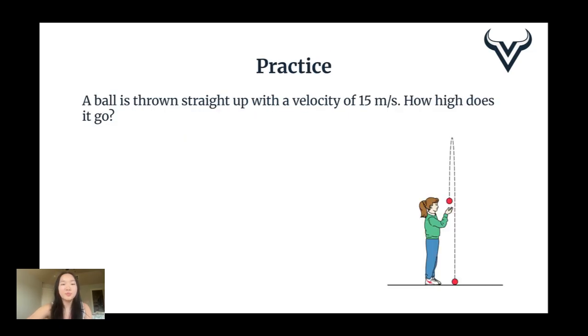Okay, so this is a practice problem. A ball is thrown straight up with a velocity of 15 meters per second. How high does it go? You can try it yourself, and then we'll go over it. Okay. So this is what we know. The initial velocity is 15 meters per second, and at the top, the velocity equals 0 meters per second, and the acceleration is negative 9.8 meters per second squared because that is g. And we are trying to find the displacement.